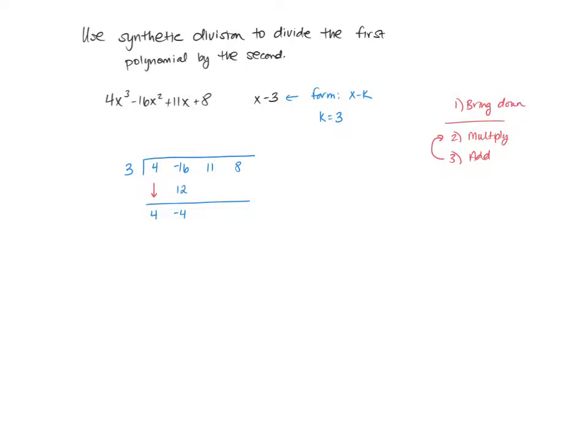Now we're back to multiply. The 3 out in front times our negative 4 that we just got is now a negative 12. Adding 11 plus negative 12 is equal to negative 1. Multiplying 3 times negative 1 is a negative 3. And adding 8 plus negative 3 gives us a positive 5.